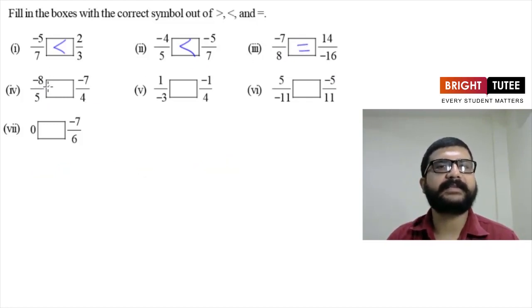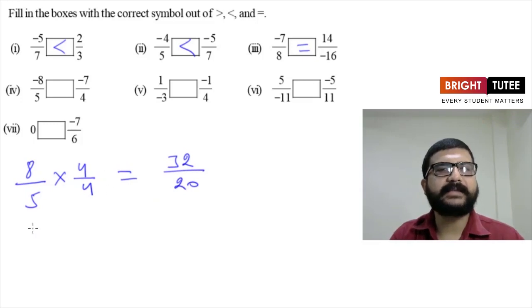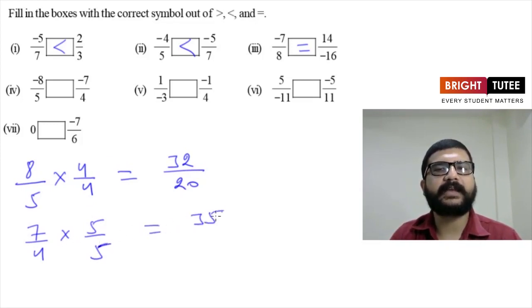The next numbers are minus 8 upon 5 and minus 7 upon 4. So here let us compare 8 upon 5 and 7 upon 4 first. So 8 upon 5, let's multiply it with 4 upon 4. This will make the denominator 20. Now 8 into 4 is 32 upon 20. And the second number is 7 upon 4. Let's multiply it with 5 upon 5 to make the denominator 20. Now this is 35 upon 20. Now among 32 upon 20 and 35 upon 20, we know 35 upon 20 is the greater number.